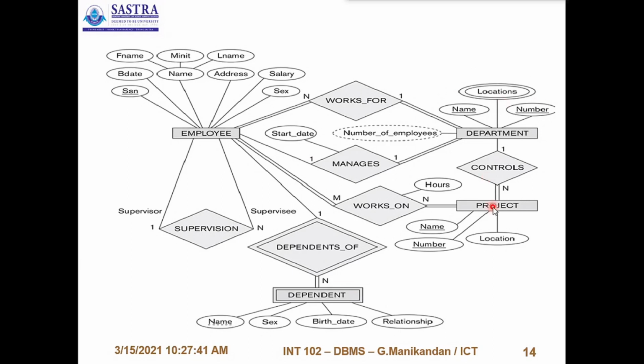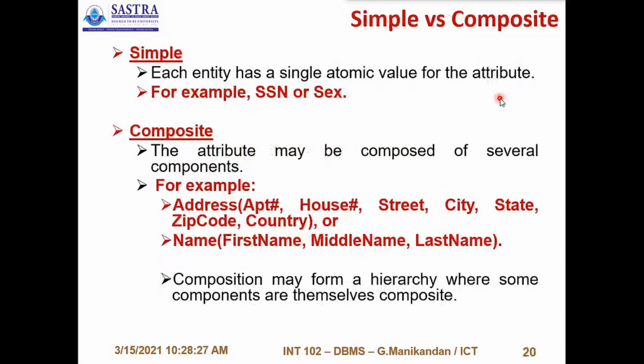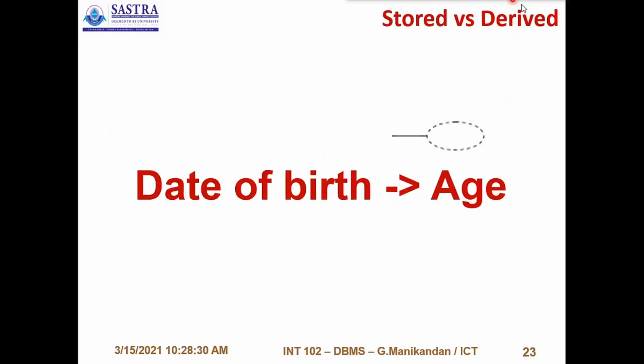With respect to project, see here. With respect to department, you have stored the location. With respect to project also, you have an attribute called location. With respect to project, location is a single valued attribute. With respect to department, location is a multi-valued attribute. So it depends on the problem statement. Clear? First is simple attribute versus composite attribute. Next is single valued attribute versus multi-valued attribute. Next is stored attribute versus derived attribute.